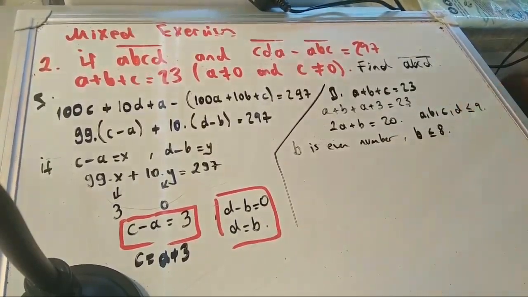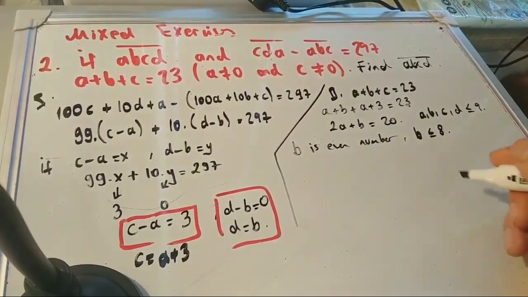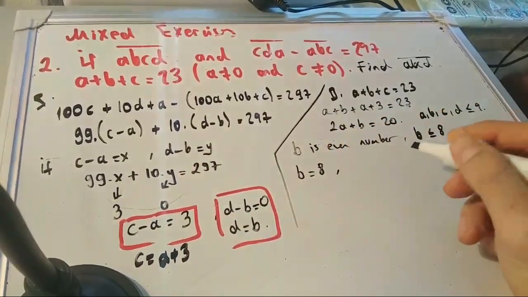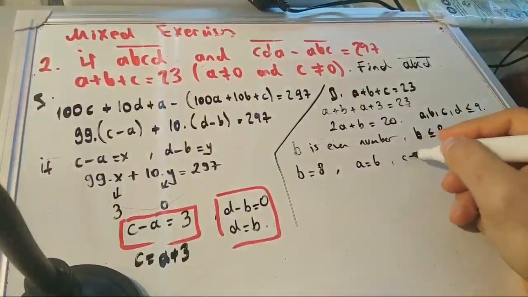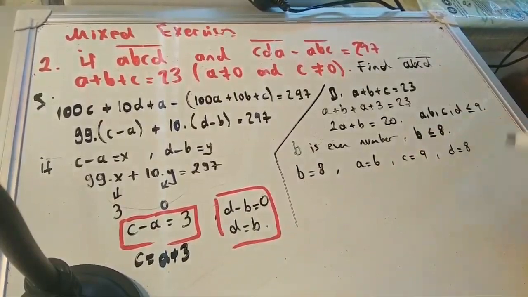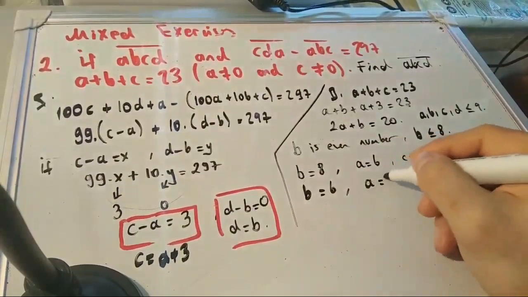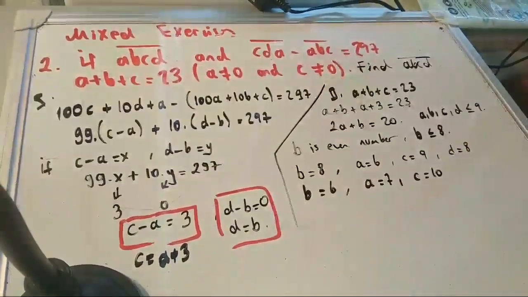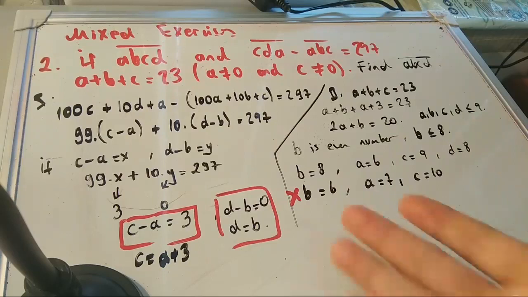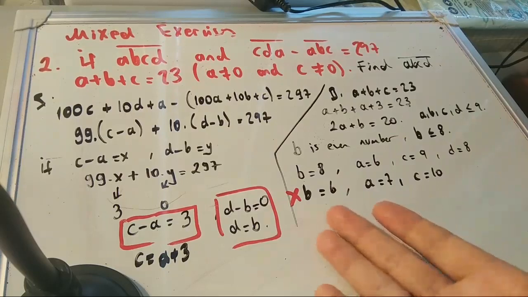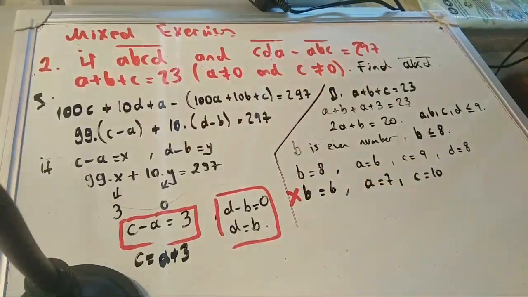B is less than or equal to 8. For B is 8, A is 6, C is 9, D is also 8 because D is equal to B. For B is 6, A is 7, but C is 10. And notice that A, B, C, D are less than or equal to 9, so I have to cancel this part. For B is 4, A is 8, C is 11. It's also a contradiction. So there's only one solution for A, B, C, D.